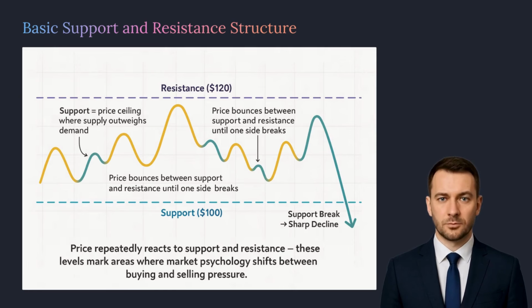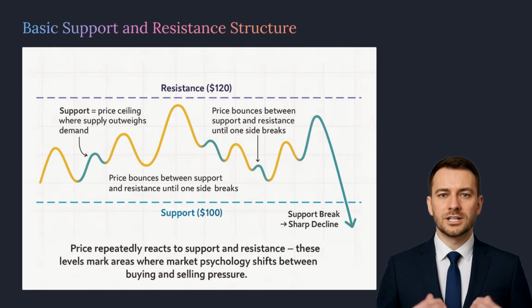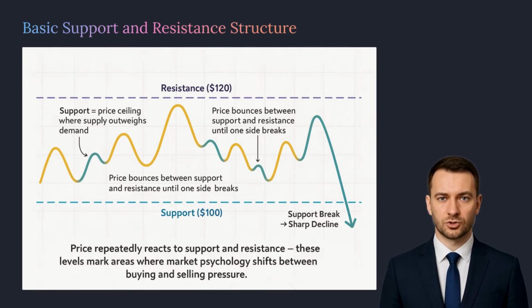Resistance. Resistance is the opposite, a price ceiling that the market struggles to break above. It's where selling pressure tends to overwhelm buying, causing rallies to stall or reverse downward. Resistance levels are found by spotting where price rallies have repeatedly failed. For instance, turning down from $210 multiple times would make $210 a resistance.